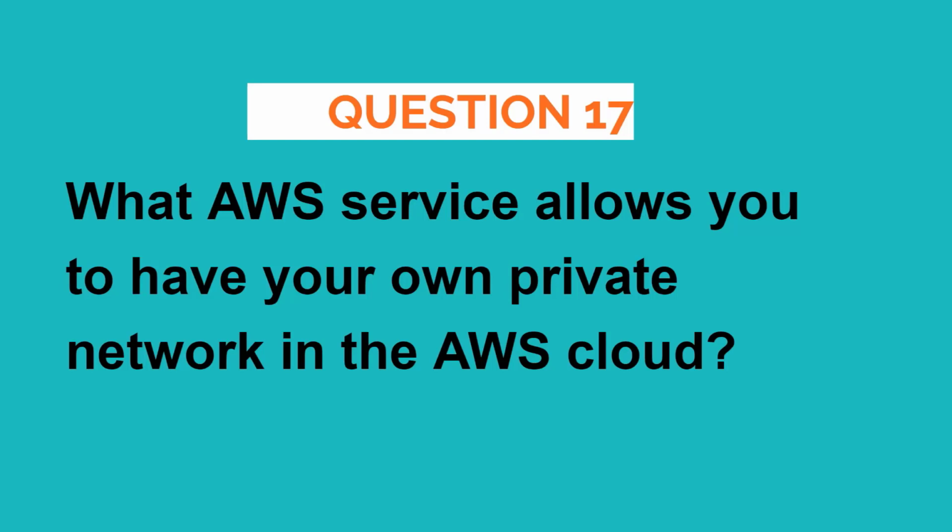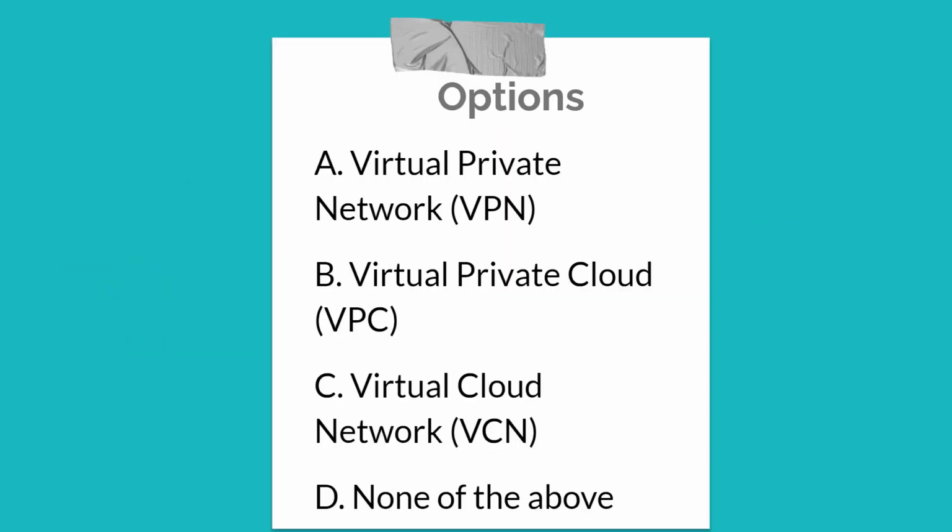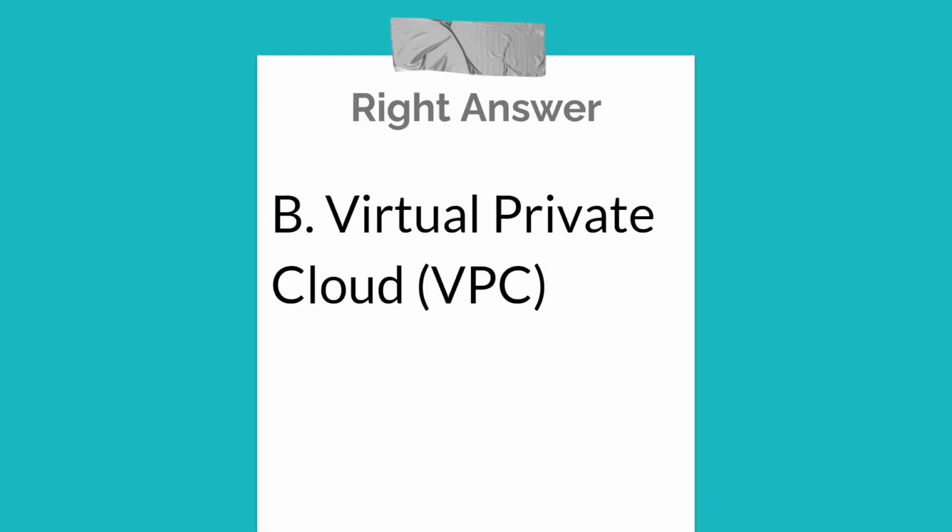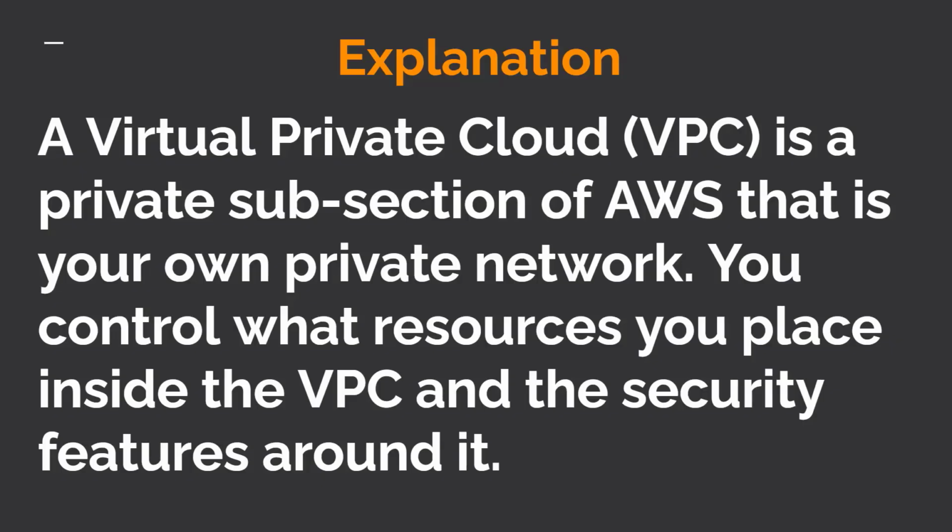Question 17. What AWS service allows you to have your own private network in the AWS cloud? Option A. Virtual Private Network, VPN, B. Virtual Private Cloud, VPC, C. Virtual Cloud Network, VCN, D. None of the above. Right answer is B. Virtual Private Cloud, VPC. Explanation: a virtual private cloud, VPC, is a private subsection of AWS that is your own private network. You control what resources you place inside the VPC and the security features around it.